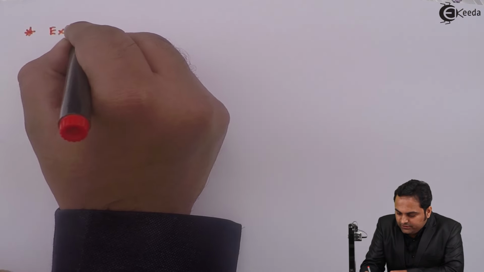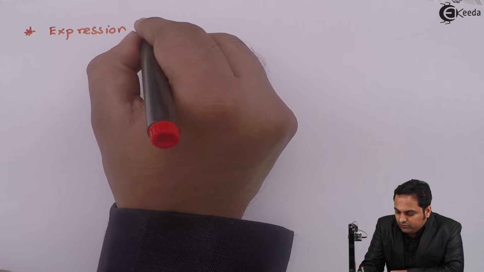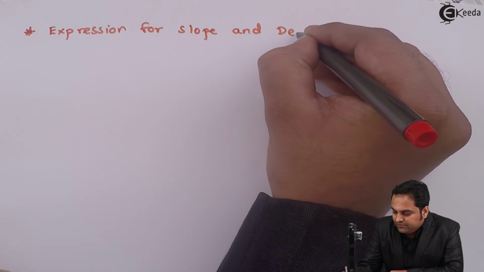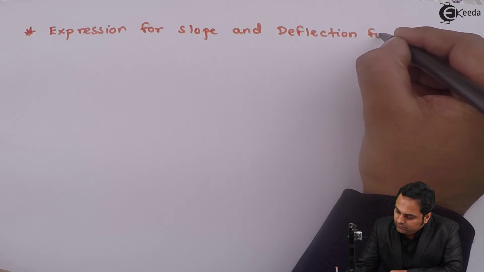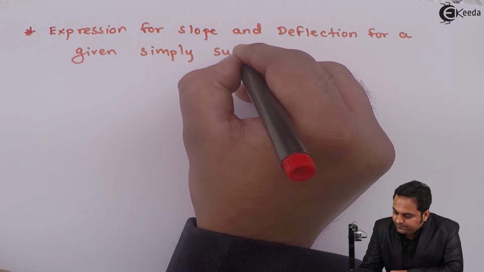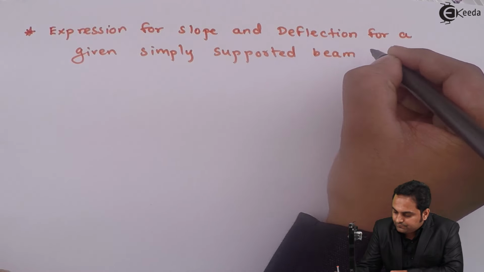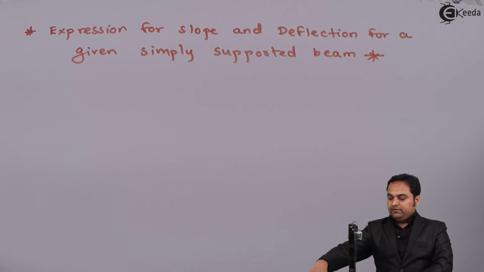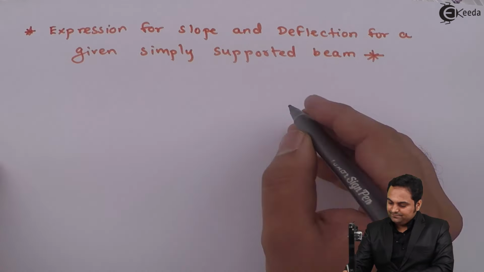Hello friends, here in this video we are going to see a formula or an expression of slope and deflection for a given simply supported beam. So it is the expression for slope and deflection for a given simply supported beam. Now here I am going to draw the diagram of a simply supported beam, and then we are going to find its slope and deflection.